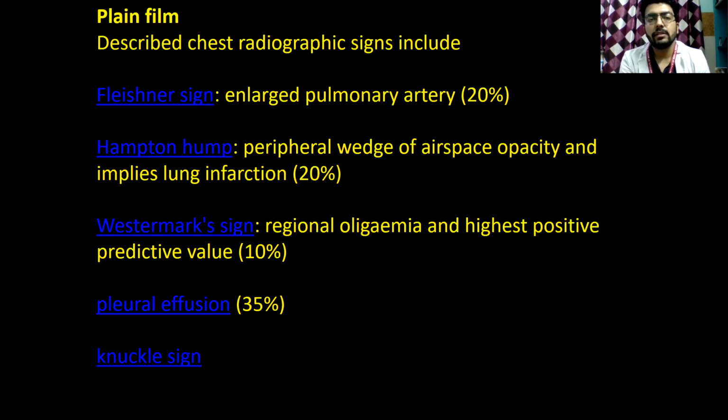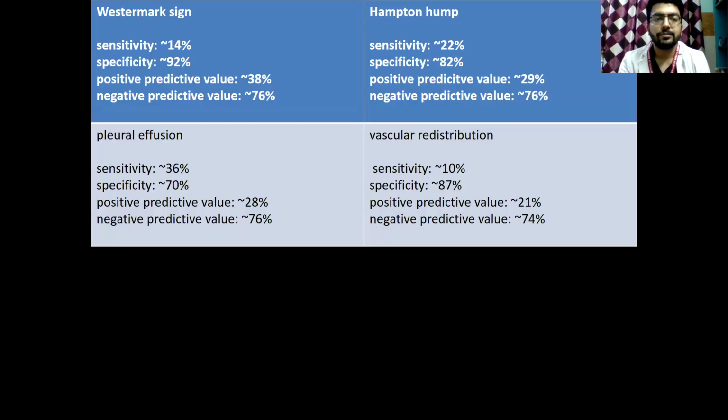On plain films, what we see is Fleischner's sign, which is an enlarged pulmonary artery; Hampton's hump, that is a peripheral wedge of airspace opacity and implies lung infarction; Westermarck sign, that is regional oligemia, with the highest positive predictive value; pleural effusion; and knuckle sign. Westermarck sign has a high specificity of 92% and negative predictive value of 76%. Hampton's hump has 82% specificity and 76% negative predictive value.